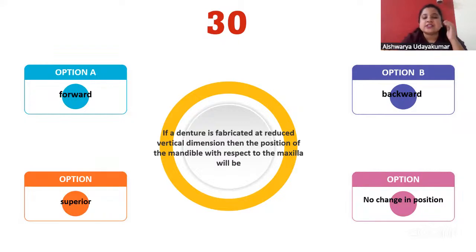Again, if a denture is fabricated at reduced VD, then the position of the mandible with respect to the maxilla will be? I have added this question because we talked about vertical dimension a lot. Remember this one also. We always talked about increased VD. Now the VD is reduced. VD reduced means the mandible is going towards the maxilla. And here the options are forward, backward, superior, no change in position.